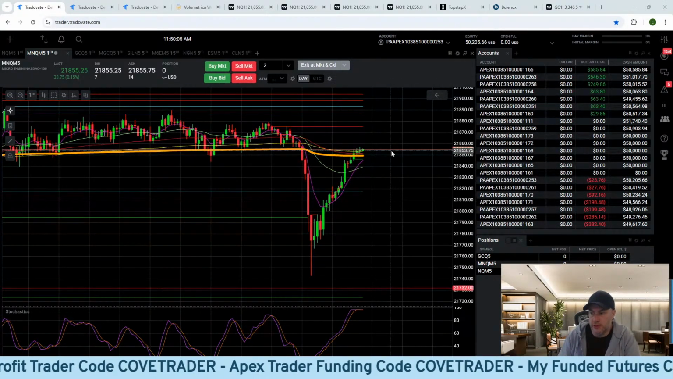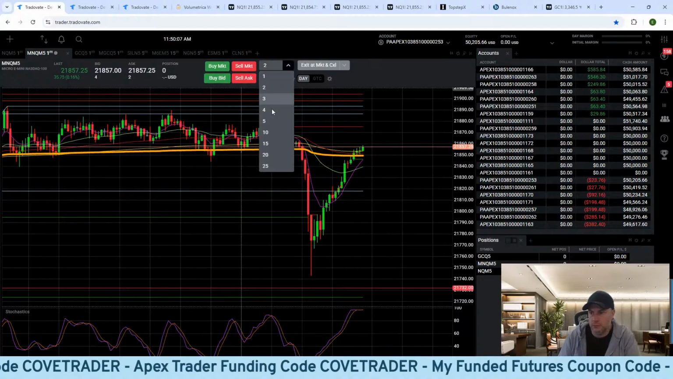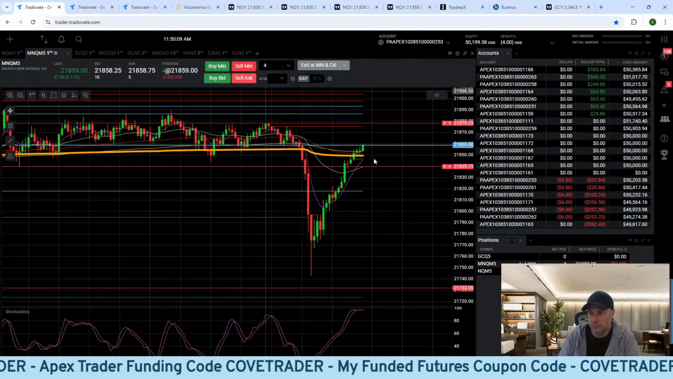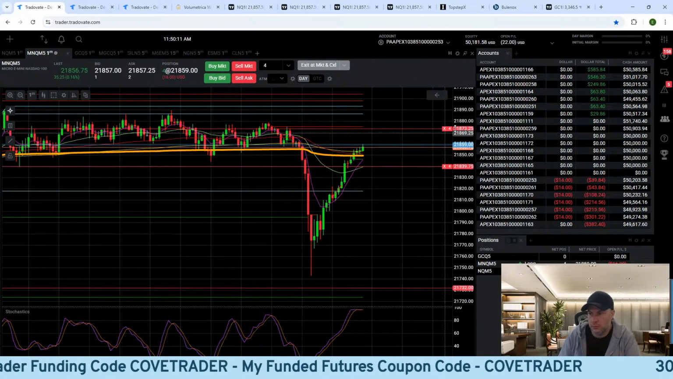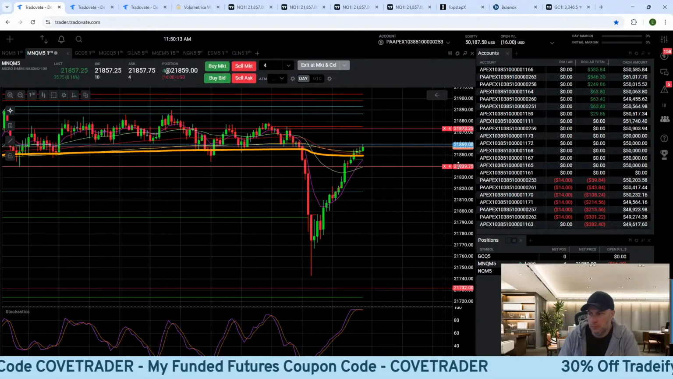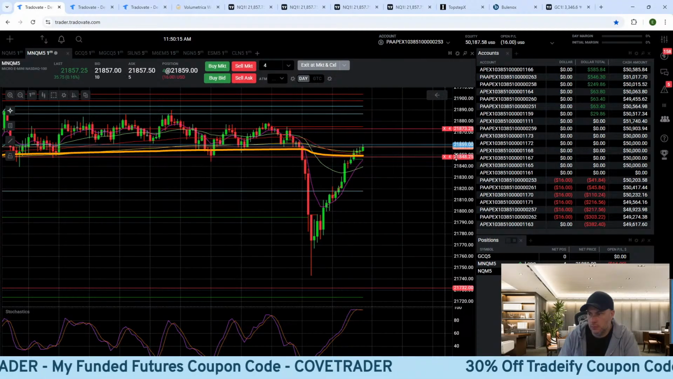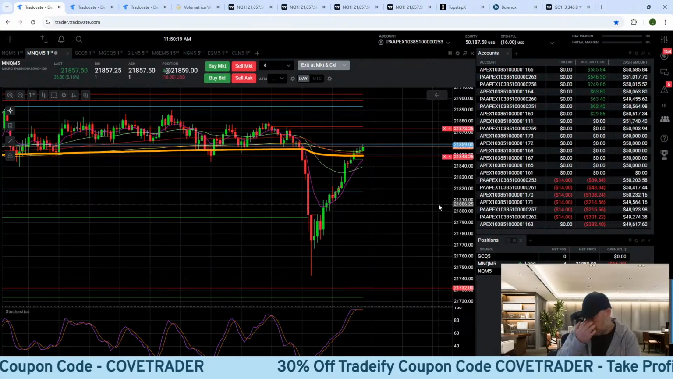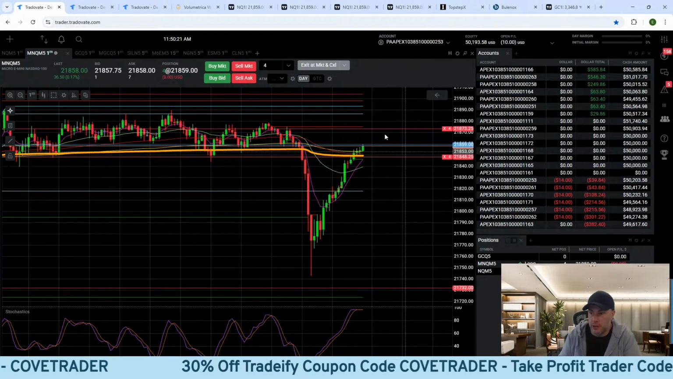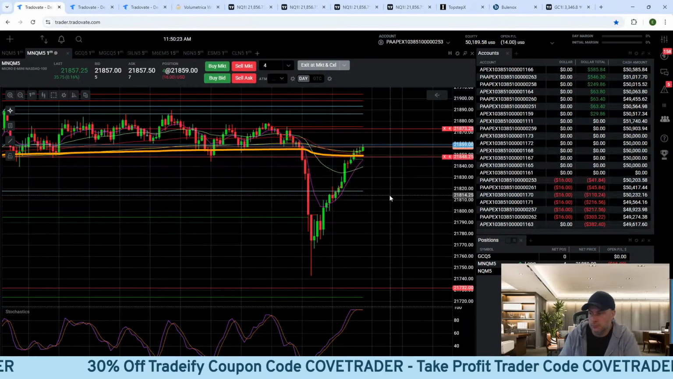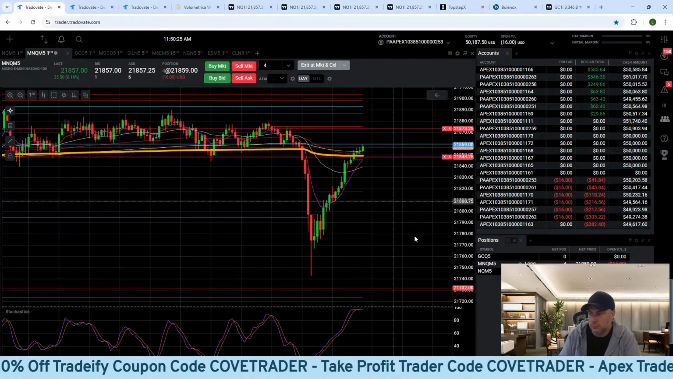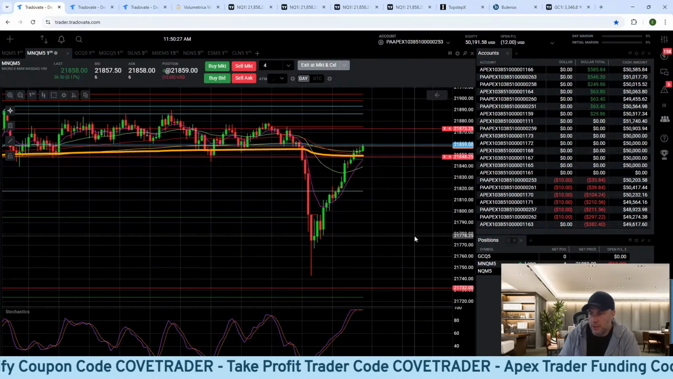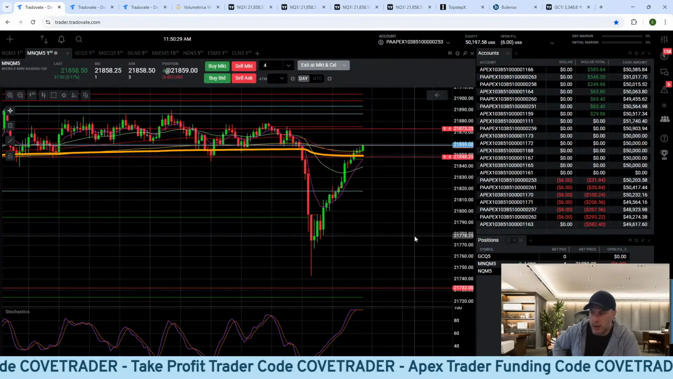Dude, we're above all these moving averages right here. I'm curious if they just pump this all the way to the top. I'm not even risking much. I think I'm risking $80.